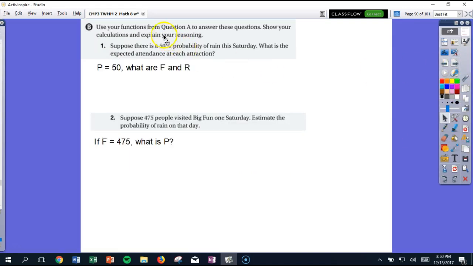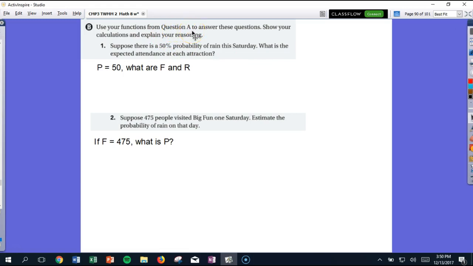Part B, use your functions from question A, your equations from question A, to answer these questions. Show your calculations and explain your reasoning. Suppose there's a 50% probability of rain this Saturday. What is the expected attendance at each attraction? To help you out, I gave you a little bit of information here. If P is 50, what are F and R? You're going to use each of your equations and plug 50 in for P, and then find out what the attendance is for F and R.